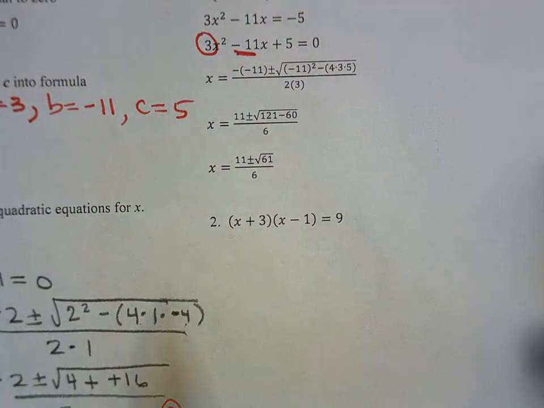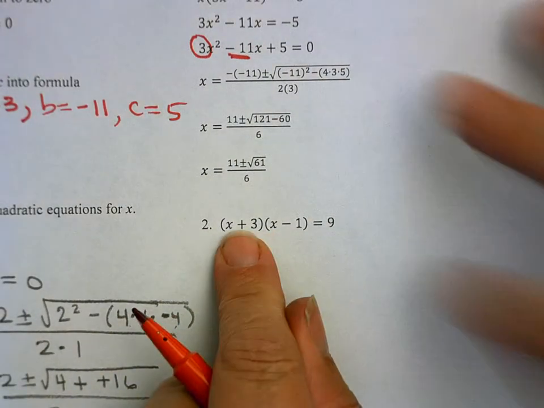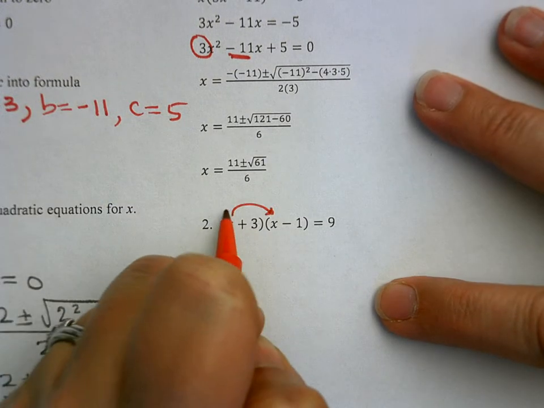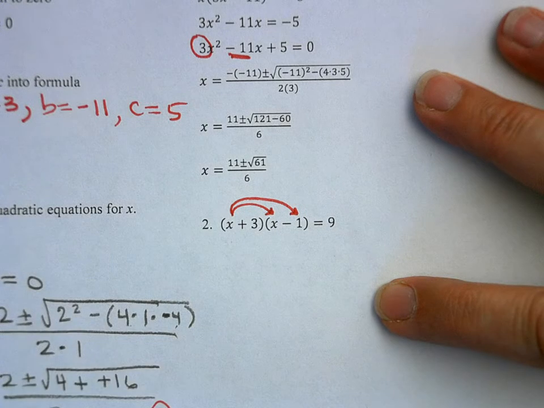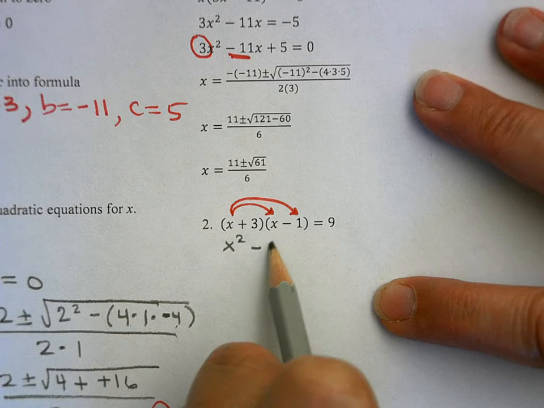So whenever I have more than 1x, it has to be equal to 0, right? So in order for it to be equal to 0, I need to subtract the 9 over. But before I do that, I want to distribute this so I have something to subtract the 9 with. So I'm going to go ahead and multiply the x to both the x and the negative 1. So that would give me x squared, and then minus 1x.